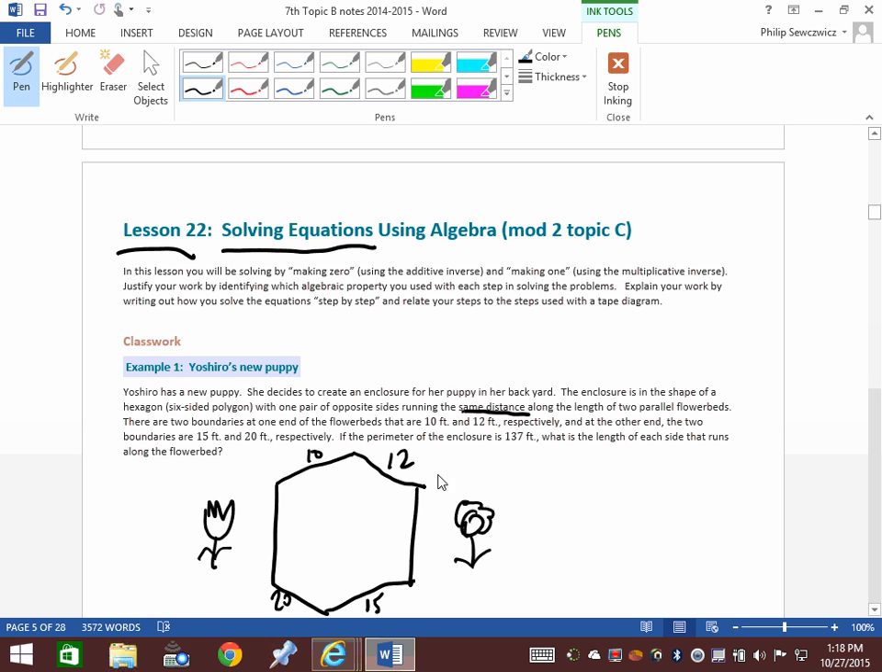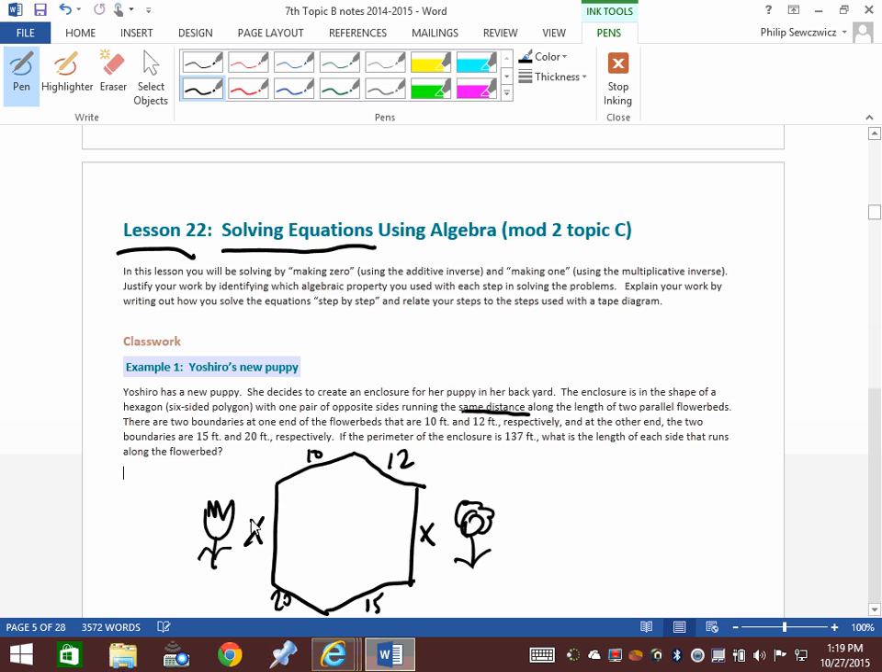All right, so let's see what we got going on here. We know the perimeter is 137 feet. Perimeter is when we add up all the sides. So we don't know how long this side is, so I'm going to call it X. But what we do know is that this side was the exact same distance, so that means this is going to be an X as well.